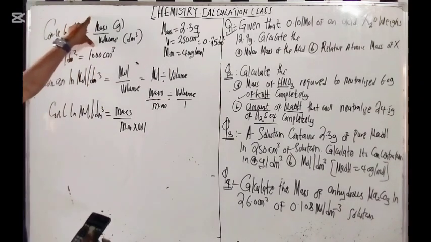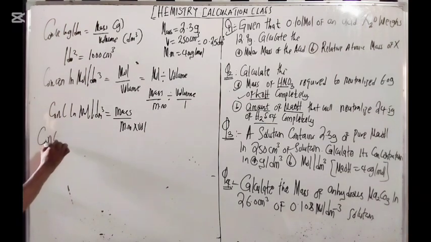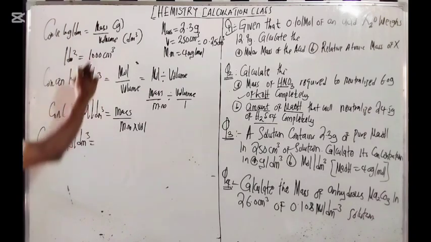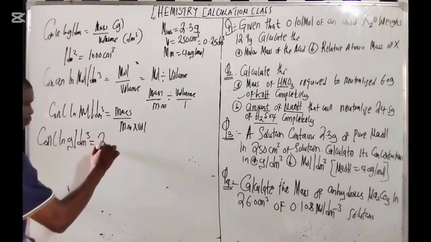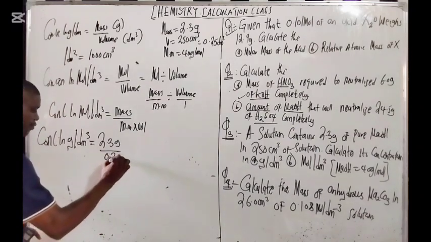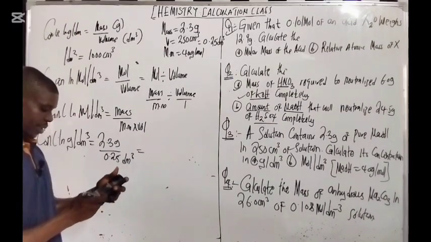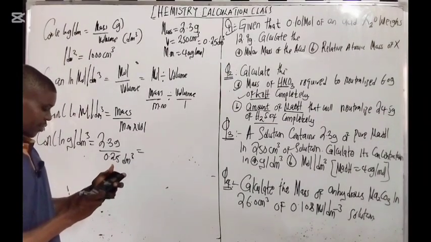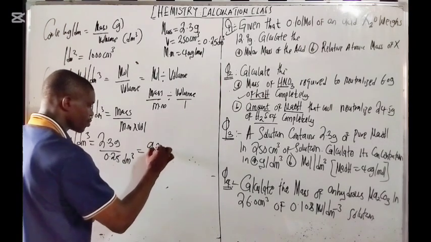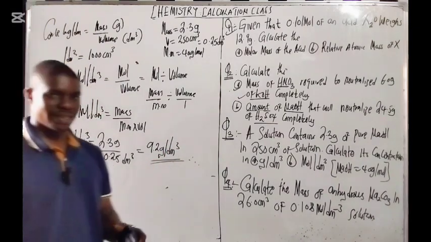Now, let's calculate the concentration in gram per dm cube. Do you understand? Concentration in gram per dm cube is the mass, 2.3 gram, over the volume, 0.25 dm cube. Can you see that? Here we have 2.3 divided by 0.25, so we have 9.2 gram per dm cube.